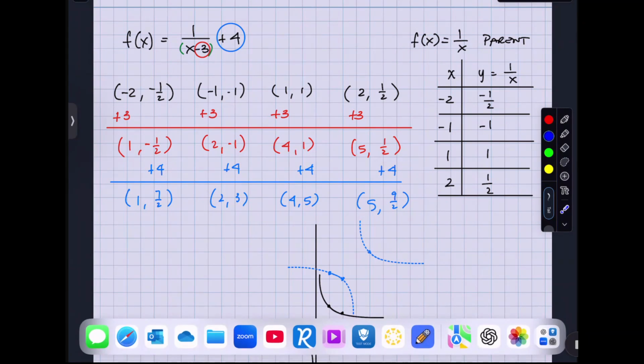Does anybody want to share how they would do this on the exam? Does anybody have any input on how they would do this on the exam? I know how I would do it on the exam, but I'm not sharing that. But if you guys want to share with each other, you're welcome to.